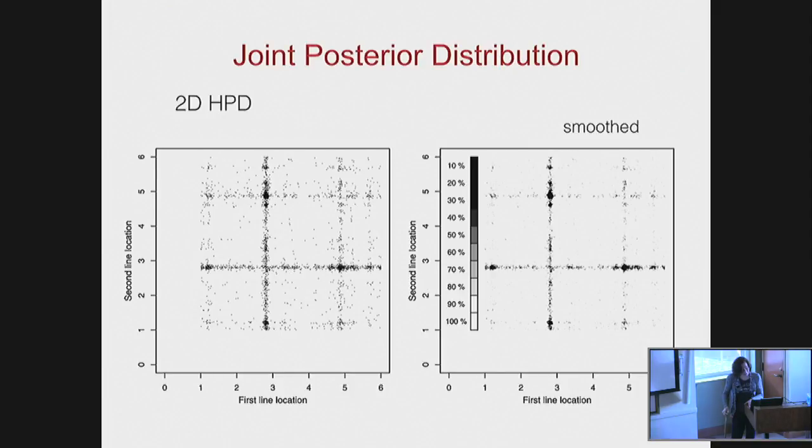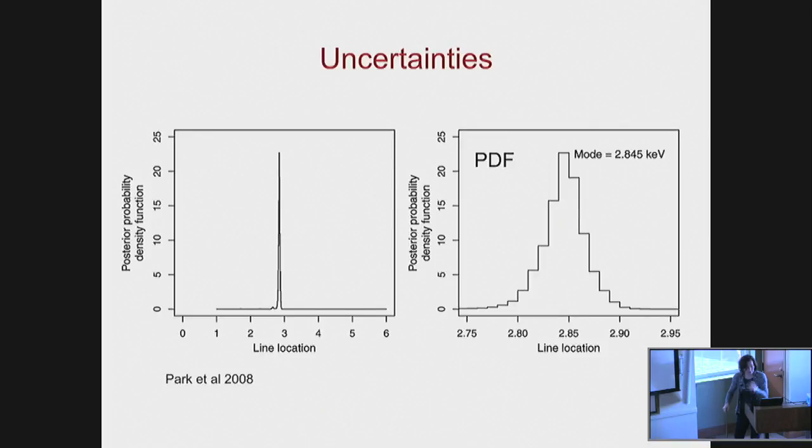So this is another visualization of the joint posterior distribution. This is for two different line locations. So one is the full resolution, the other one is the smooth. And this is sort of showing you how the locations are correlated. I don't think I can talk about it more.